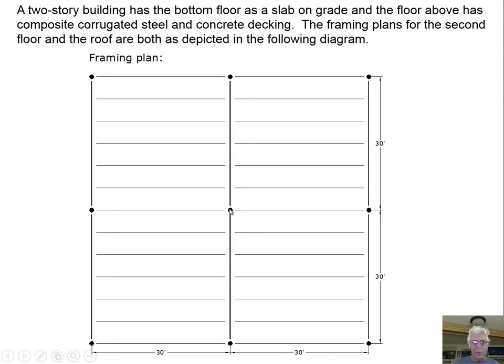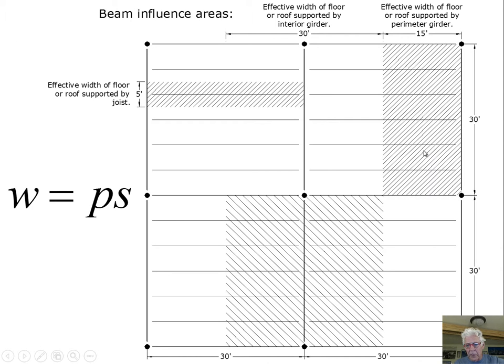So, in other words, it is a 30 by 30 column grid, and the patch of floor associated with that column is 15 feet by 15 feet. On the other hand, for the column on the perimeter wall, not the corner, it's half to the next column in that direction, and half to the next column in this direction, so it supports an area of 30 in this direction. In the other direction, it's half to the column, which is 50 feet.